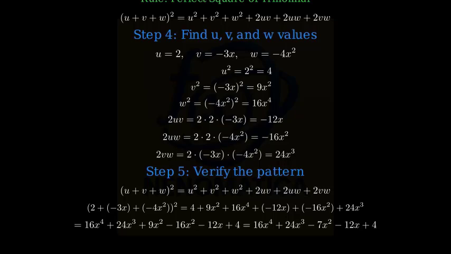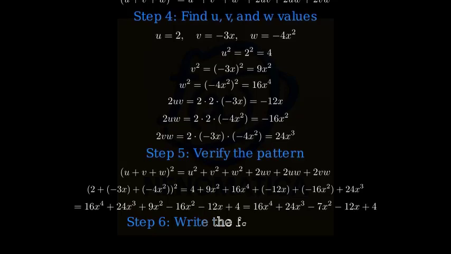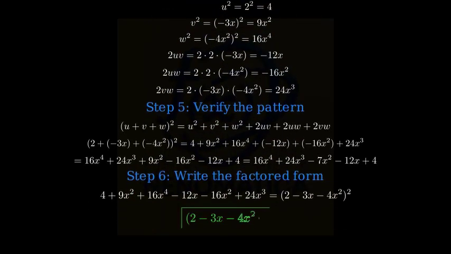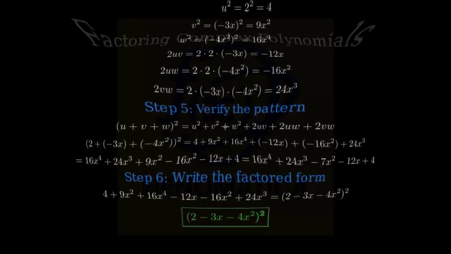Step 6. Therefore, we can factor our original expression as open parenthesis 2 minus 3x minus 4x squared close parenthesis squared. This is our final answer. We've successfully factored the expression.